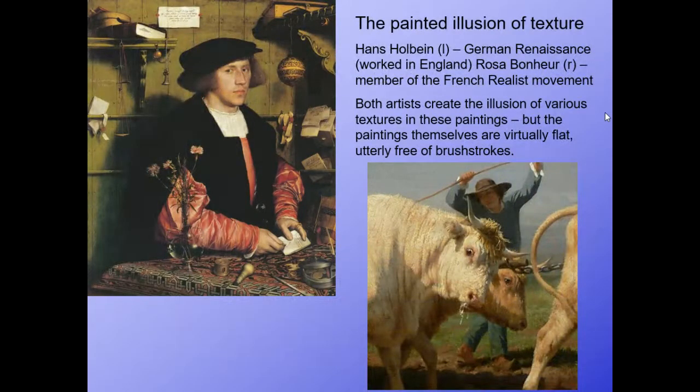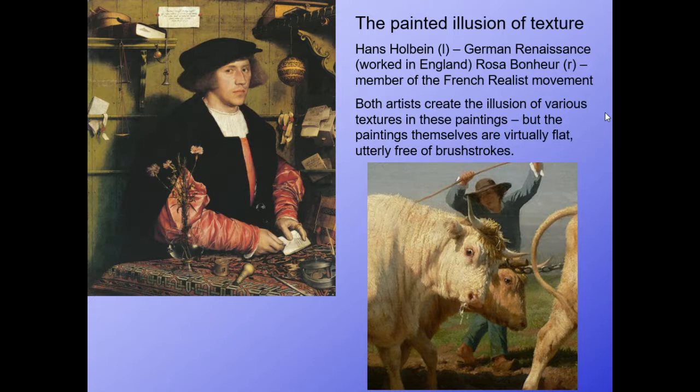So when we look at the illusion of texture, these are some of my favorite examples to pull because they are so detailed and they almost feel photographically real. When you look closer at them, you see more and more and more detail. You have a Renaissance painting on the left by Hans Holbein. You've got a painting from France from roughly 1850-ish by the painter Rosa Bonheur. She is a realist painter with a capital R.